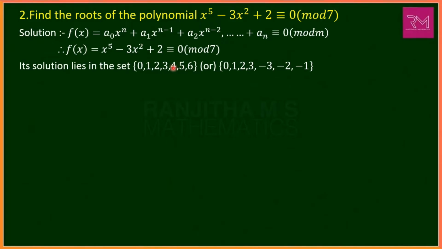This is because we know that 4 is congruent to minus 3 mod 7. That means 7 divides 4 minus of minus 3. That is, minus of minus 3 is plus 3. Therefore 4 plus 3 is 7. Therefore 7 divides 7 satisfies. Therefore we can substitute in the place of 4 as minus 3.